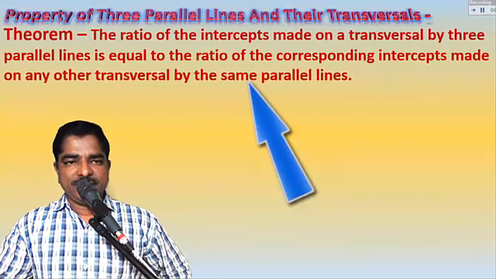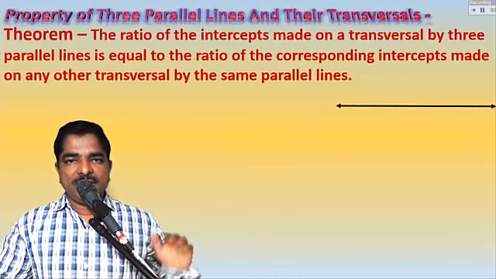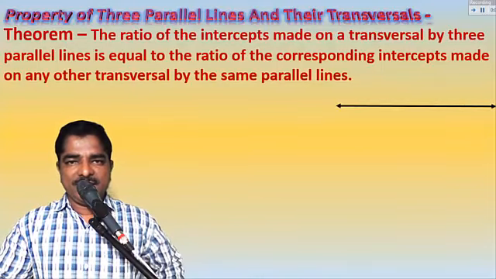Theorem: the ratio of the intercepts made on a transversal by three parallel lines is equal to the ratio of the corresponding intercepts made on any other transversal by the same parallel lines. This theorem we discuss shortly. Here three parallel lines are essential.